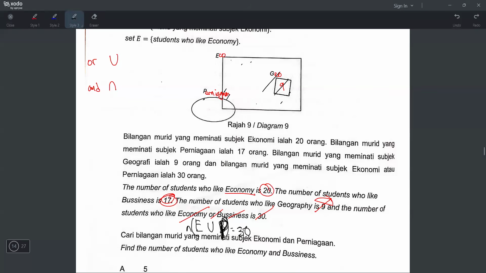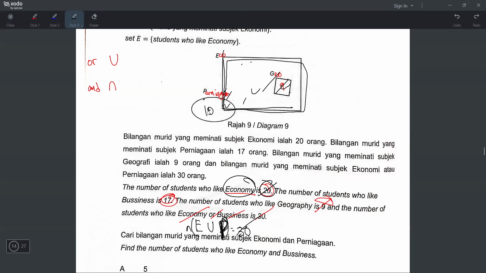But hold on. I remember just now they mentioned economy is 20, right? And economy is these three regions, right? Do you agree? And 30 is these three regions plus the region here. So I can find here. Just take 30 because 30 is the four regions. So just take 30 minus economy because economy is these three regions. So 30 minus 20, you get 10 here.